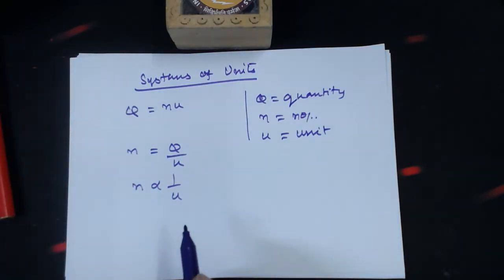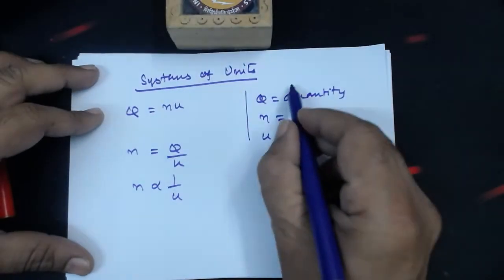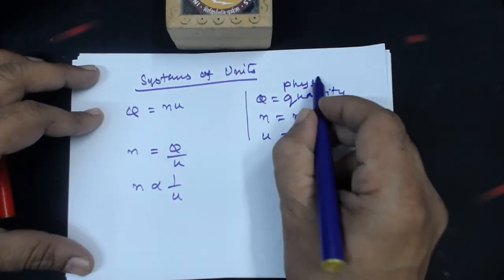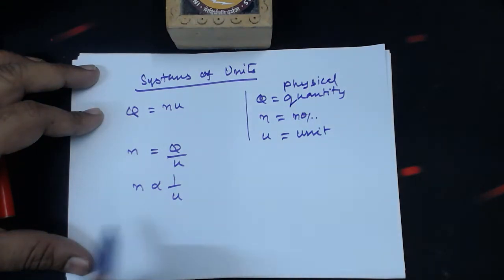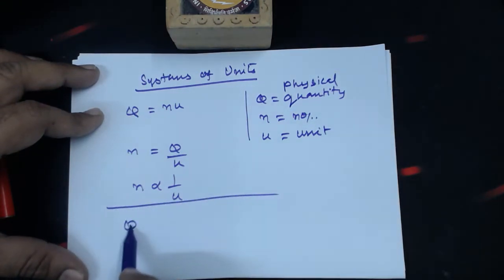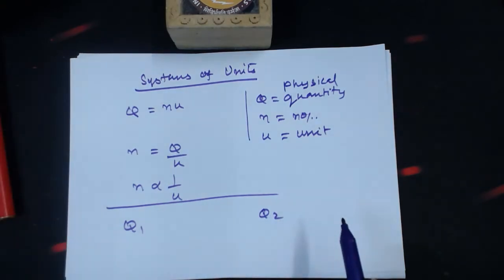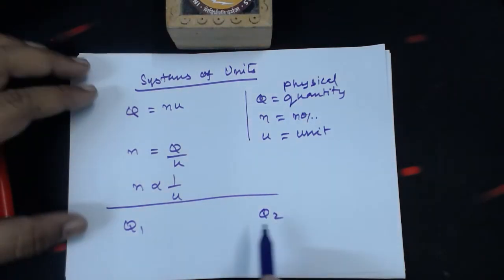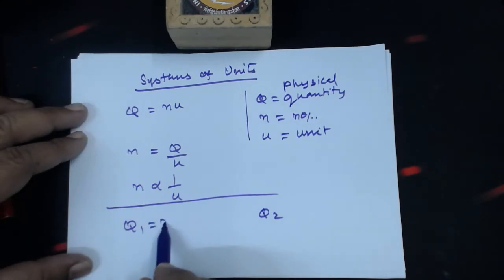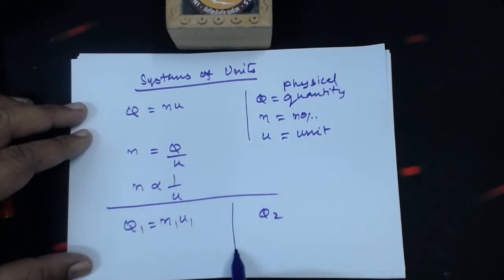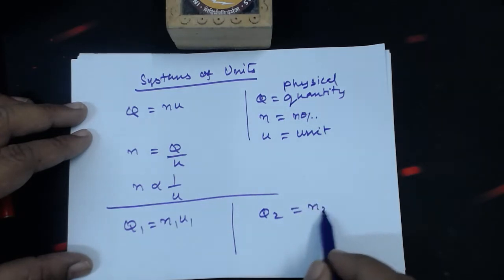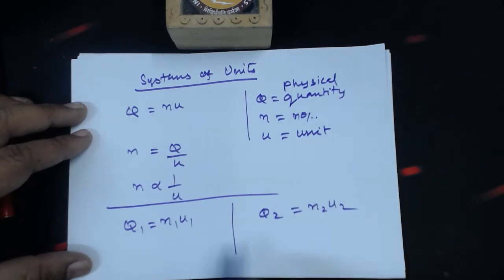When we have two different physical quantities, let me say Q1, Q2. So Q1 is equal to N1 U1. Q2 is equal to N2 U2. Now we can have the ratio Q1 by Q2, which is nothing but N1 U1 divided by N2 U2.